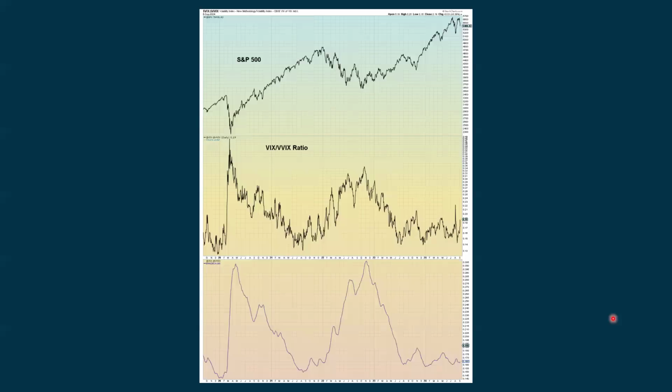Then we look at the VIX and look at another indicator that's attached to the VIX called the VVIX, or the VIX of the VIX, and do a ratio between the two. It's pretty much flat right now. As a general rule, when this is going down, that's more positive for stocks. When this is going up, that's more negative.